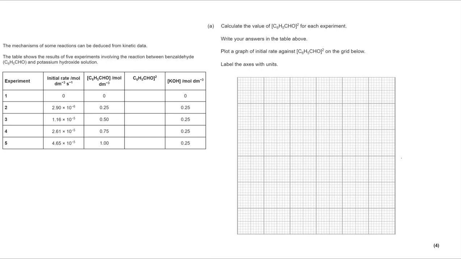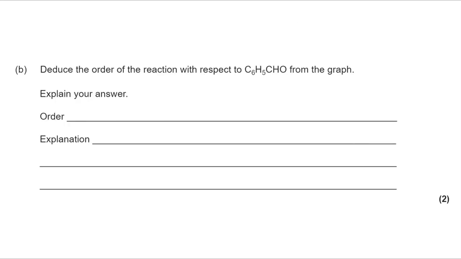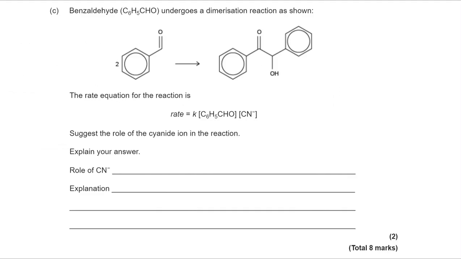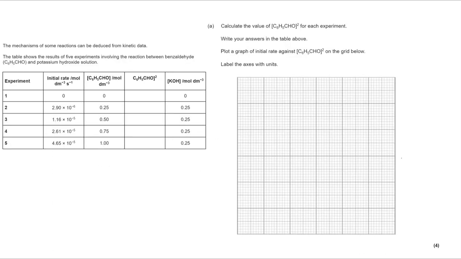So here's part A, part B, and finally part C. So in total, this is an 8-mark question. So going back to part A, we have got here, calculate the value for the square of the concentration of the benzaldehyde for each experiment, write your answers into the table, and then plot a graph of those values against initial rate, and label the axes with units.